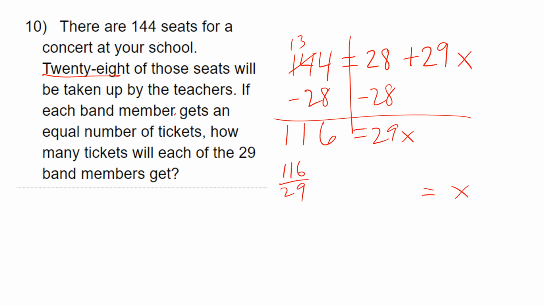I'm thinking 9 times what number ends in a 6? 9 times 4. Okay, so let's see, 29 times 4. Let's see, something's going wacky with this. 29 times 4 is 36. 2 times 4 is 8. 8 plus 3 is 11. So there you go. It was 4. Each of them can count on 4 people.